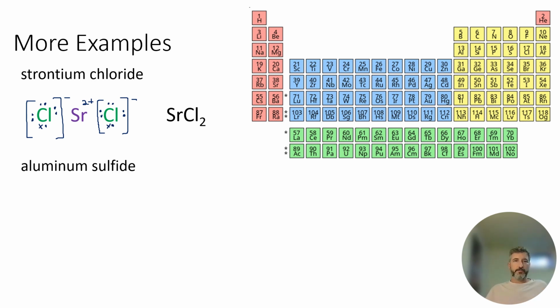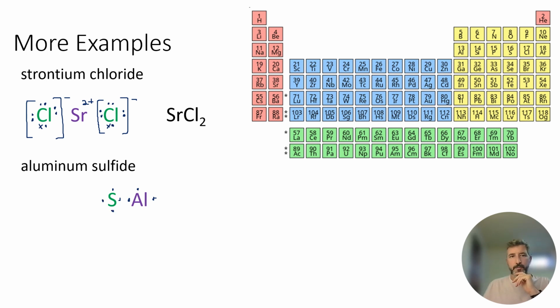All right, let's try one more. This one's going to be aluminum sulfide. So go ahead and see if you can pause and write the Lewis structures for aluminum and sulfur and see if you can figure out what's going to happen. Okay, so aluminum would start with 3, right? And sulfur would start with 6.